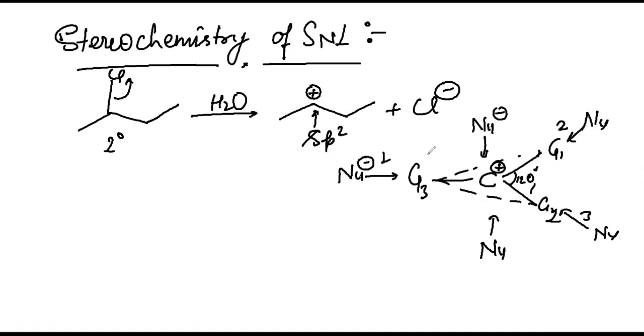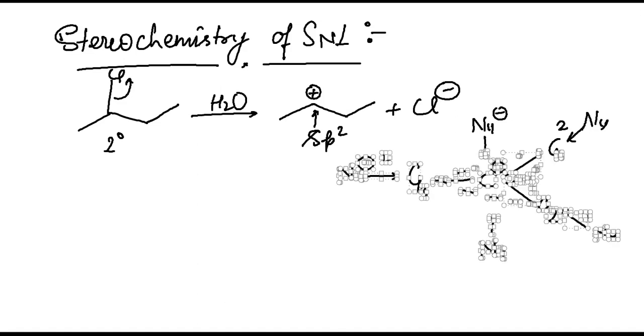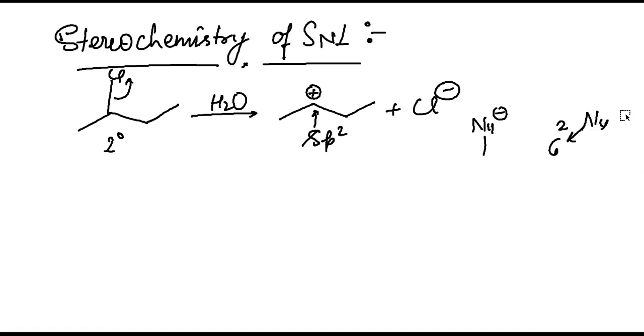Can you tell me from which direction the nucleophile will easily approach the carbocation? From the top or bottom. It will be easier for the nucleophile to attack from the top of the plane and the bottom of the plane, isn't it? So I'm writing here, it is planar.